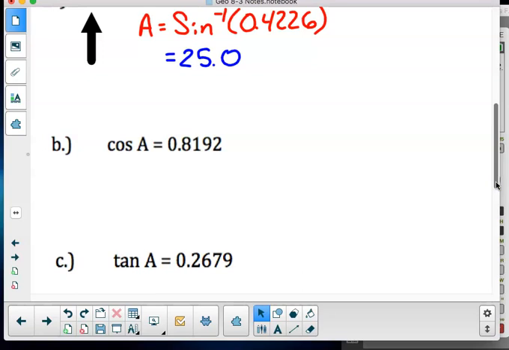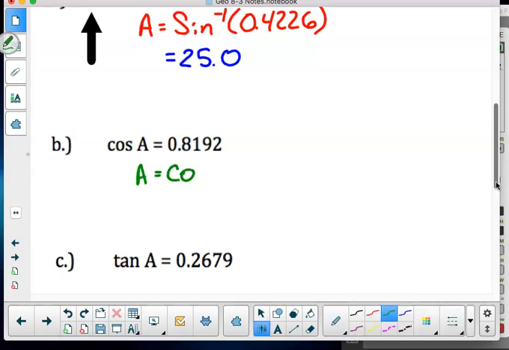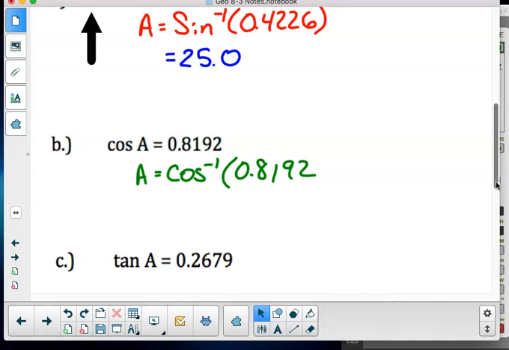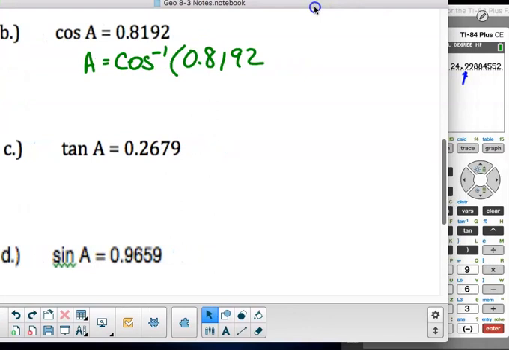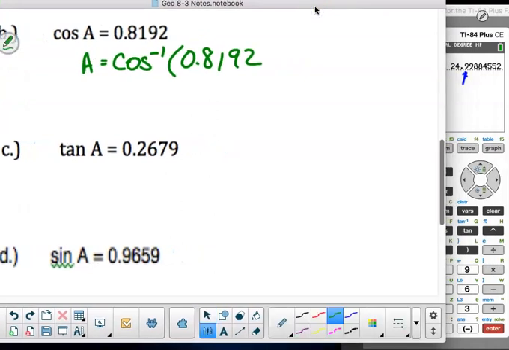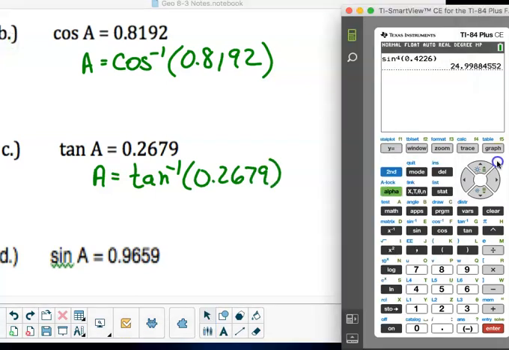Okay, turn me off. Go and do it. Okay, I have A equals inverse cosine of 0.8192, and I've got tangent. I'm going to try to get them both done when I flip my calculator over. And A is equal to inverse tangent of 0.2679. So those are the things I'm doing.